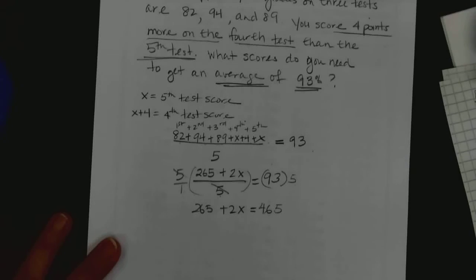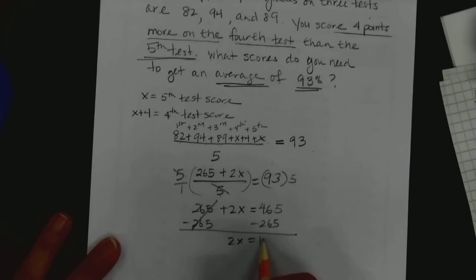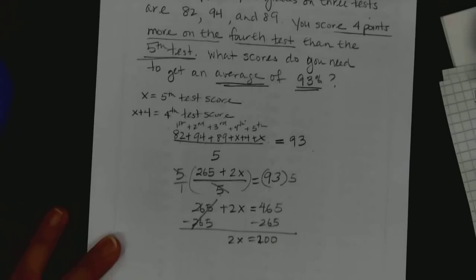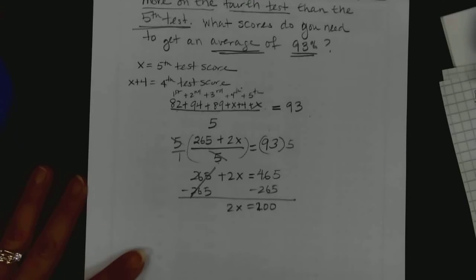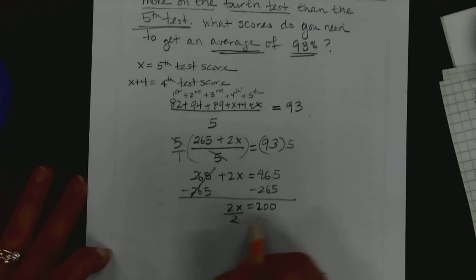And then what do I do next? Well, you've got to minus 265. Minus 265 on that side, you've got to do this. Yep. So then you get 2x is equal to 200, right? 200. And then divide by 2.